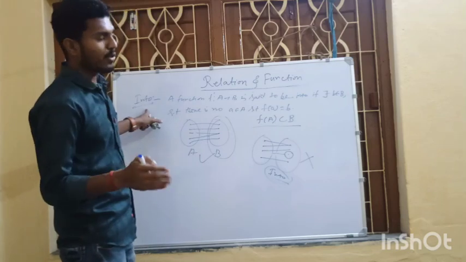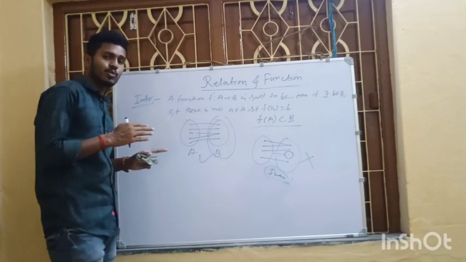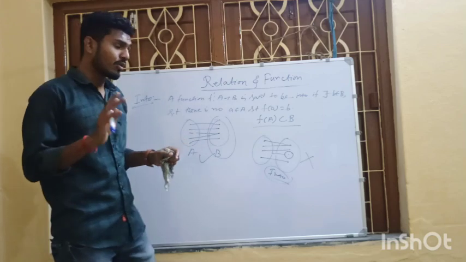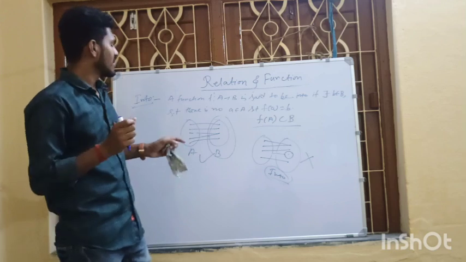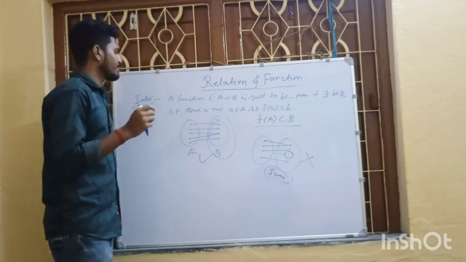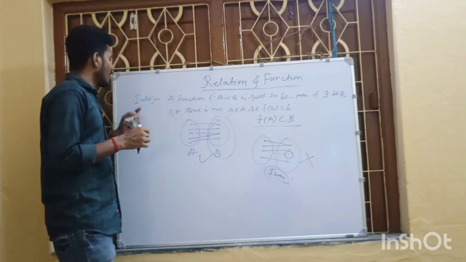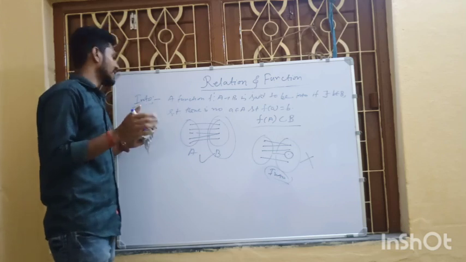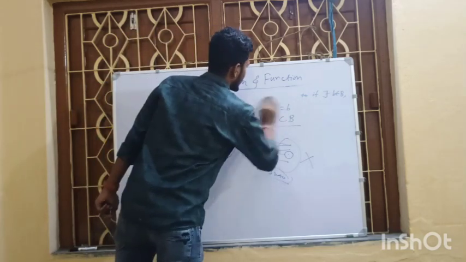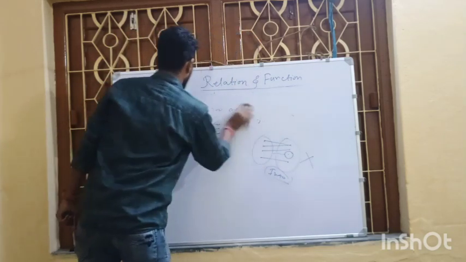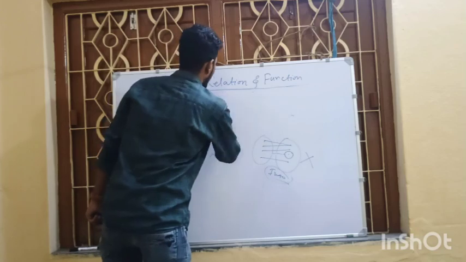So a function is either one to one or many to one, and either onto or into. Lastly, there is the bijective function. What is a bijective function or bijective map?